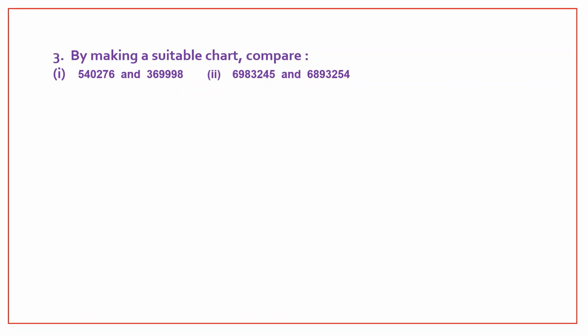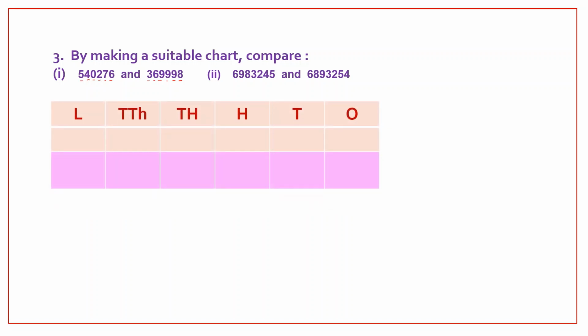So what we are going to do is count the number of places first. So we have 1, 2, 3, 4, 5, 6. Here also we have 1, 2, 3, 4, 5, 6. That means we need to have a chart of 6 columns. Okay, so let's do that. So a chart of 6 columns would be like this. That means we are starting with ones, tens, hundreds, thousands, 10,000s and lakhs. So that is 6 columns.